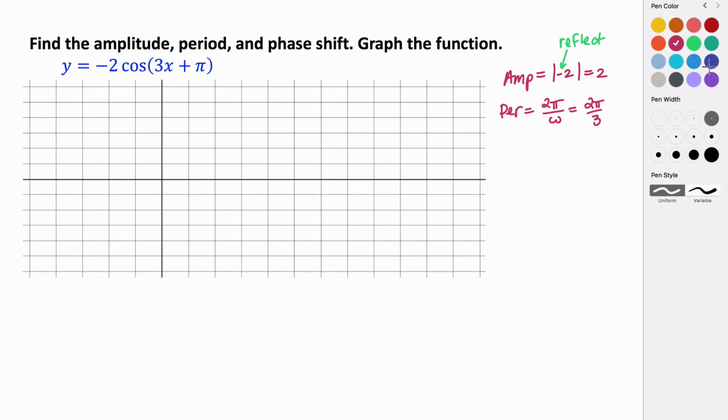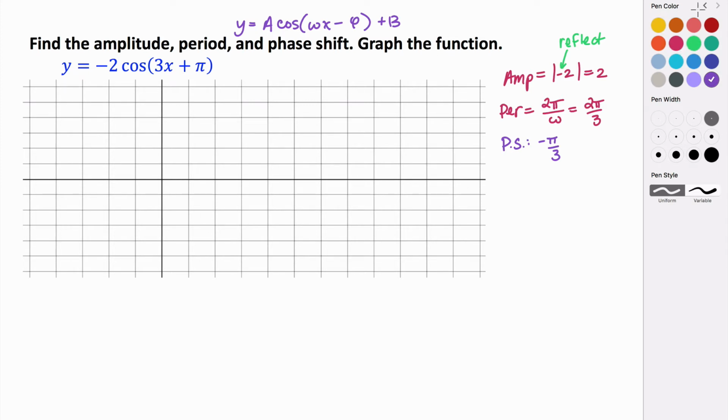And then the phase shift, the value of the phase shift is found by taking phi. So remember, our equation is a cosine of omega x minus phi plus b. So we have to take the opposite of this. So it's going to be -pi, divided by omega for the phase shift. So -pi divided by 3. So our phase shift is -pi over 3, which tells us we're going left pi over 3 units.